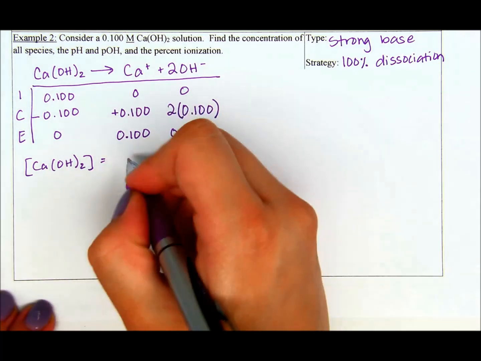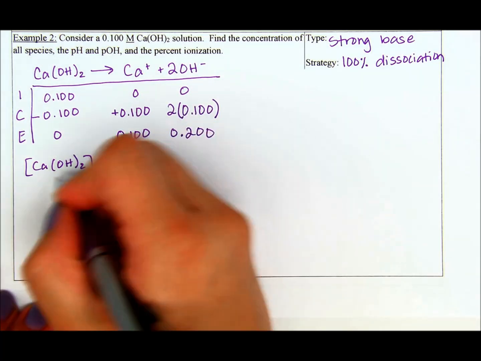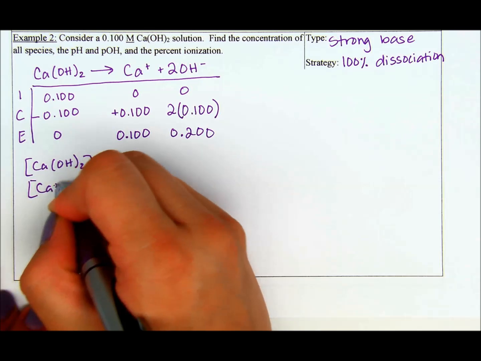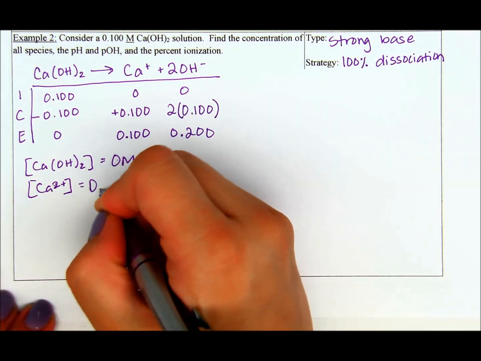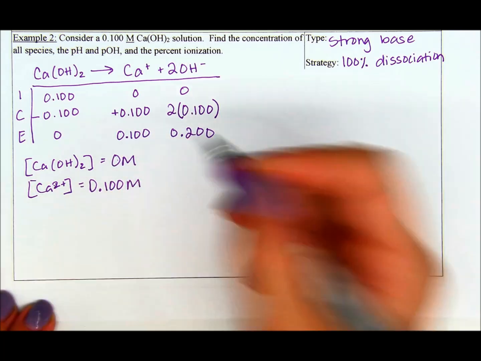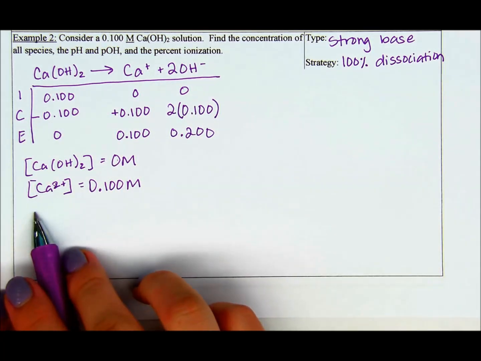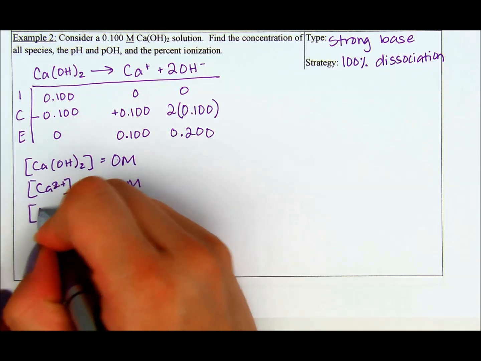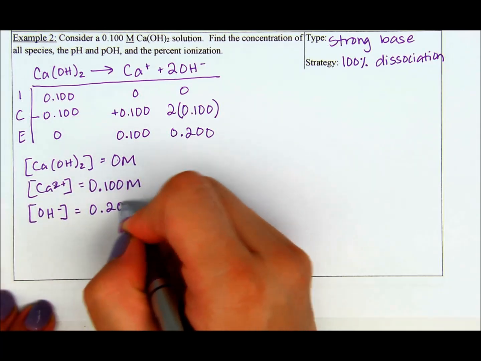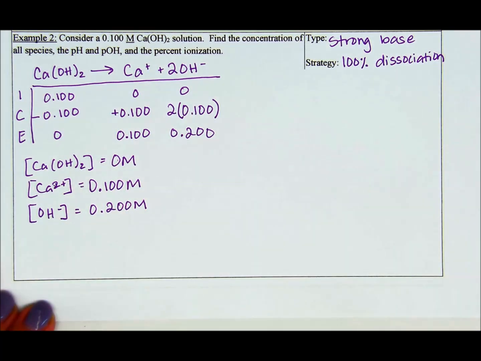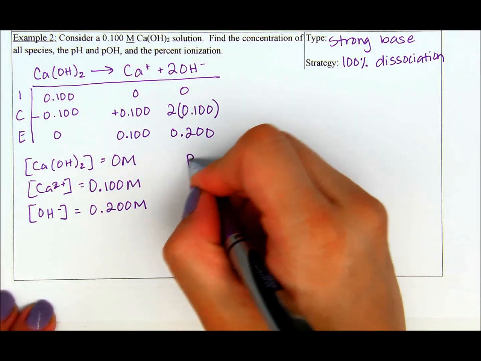So writing my concentrations of all the species, calcium hydroxide, concentration is 0 molar. Concentration of calcium is 0.100 molar. And my concentration of hydroxide equals 0.200 molar.